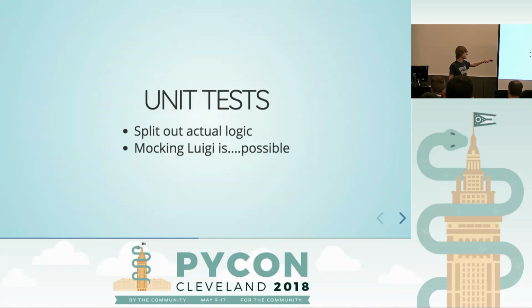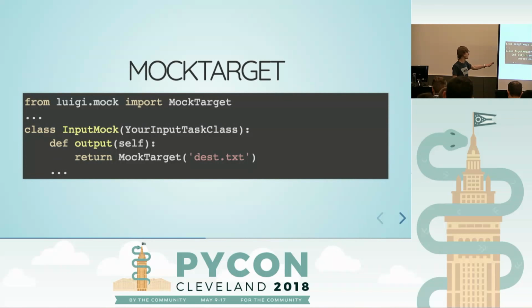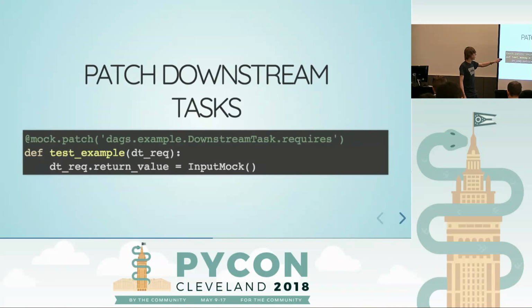But real quick, just before we do, I just want to cover unit testing really fast. The basics of unit testing is to split out the actual logic from the tasks, because testing tasks is really hard, and testing real logic, when you just move it into another method, is really easy. Now, if you do want to mock out a task, it is possible, but it's kind of tricky because you have to import this mock target, which tells it to store the results in memory rather than on an actual file. And then you mock out your task class and return this mock target as the actual output instead. And then for the downstreams, you have to patch the downstream's requires and tell the requires to use this input mock. So there are a lot of steps to it.